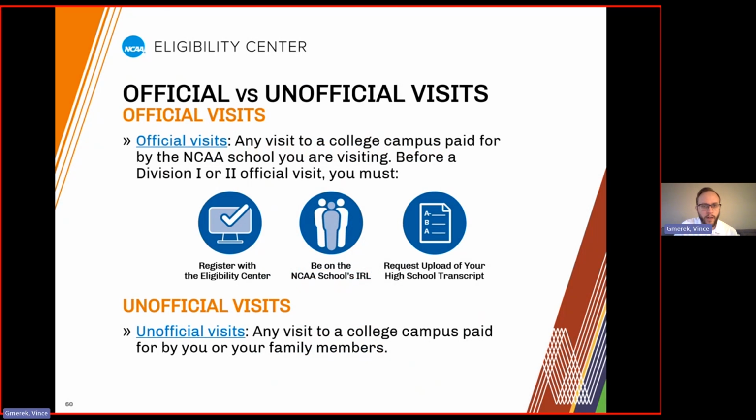I mentioned a moment ago about official versus unofficial visits. An official visit is any visit to a college campus paid for by the NCAA school you're visiting. Before you go on an official visit, you have to register with the Eligibility Center, be on a school's active institutional request list, and we need an official copy of a high school transcript, even if you haven't graduated from high school yet. Unofficial visits are visits where the school would not be paying for you to visit them. You would essentially be paying for yourself to visit them. And that's the difference between official versus unofficial visits.